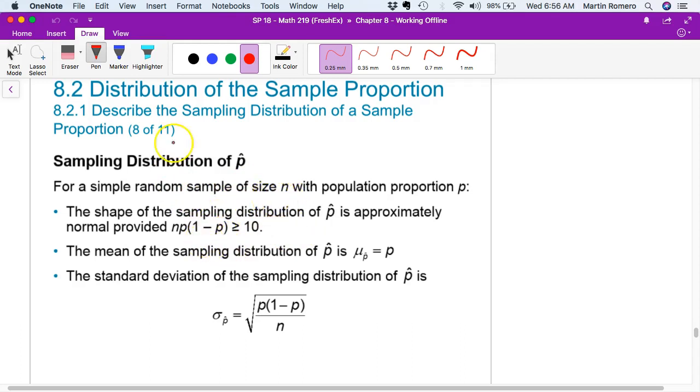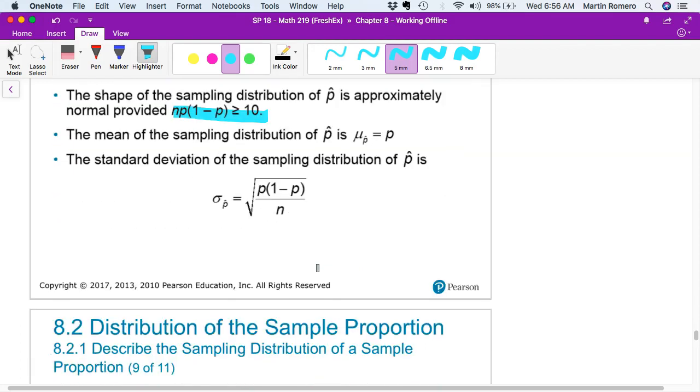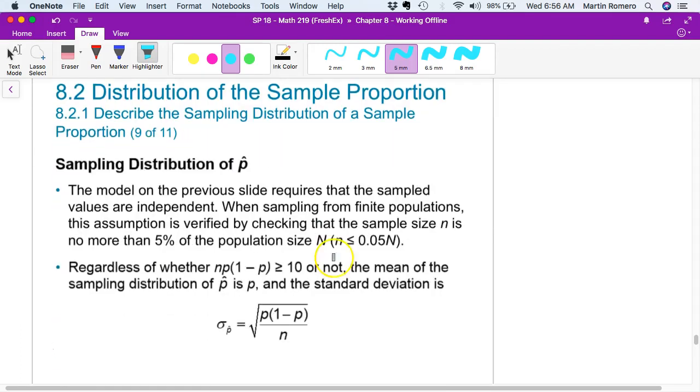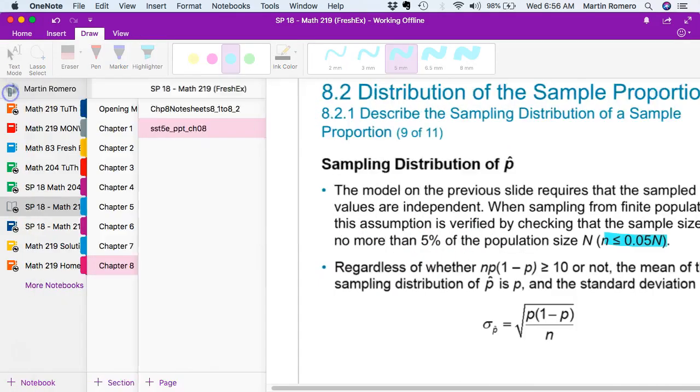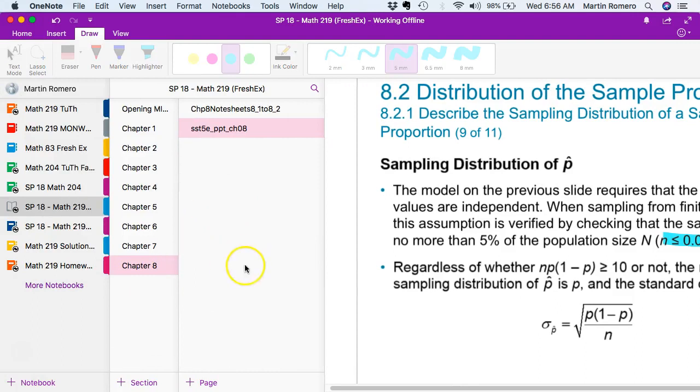We have these rules that need to be followed. As we talked about in lecture, the shape of the sampling distribution will be normal, provided that n times p times 1 minus p is greater than 10. We need to check that. The other condition is that the sample size needs to be less than 5% of the population. Let's check these to ensure we can use the normal model to solve these problems.